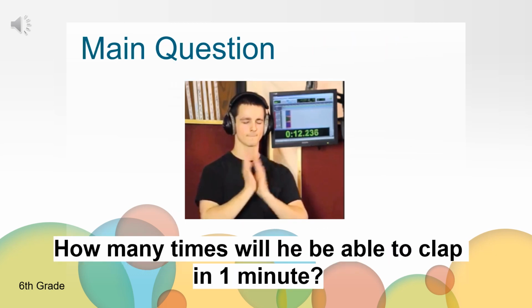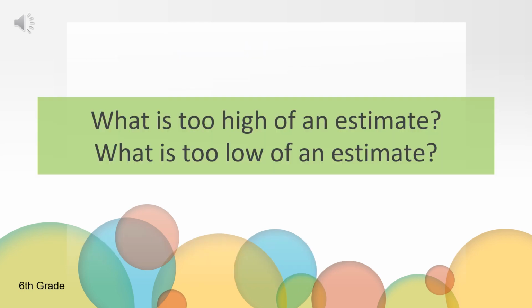Now we're going to make an estimate. How many times will he be able to clap in 1 minute if his speed stays the same? How many claps do you think he'll make? Before you make an estimate, think about an estimate that is too high as well as too low. Think about the video and what you already know to make your estimate. When you are thinking about your estimates, remember to think about the reasonableness of your estimate.